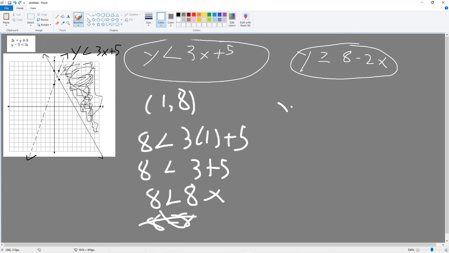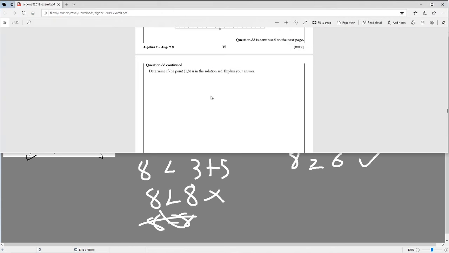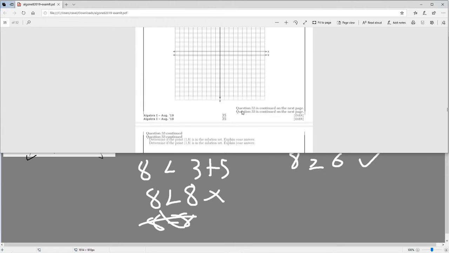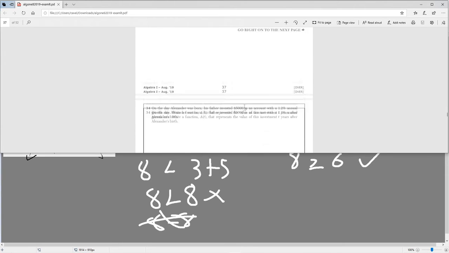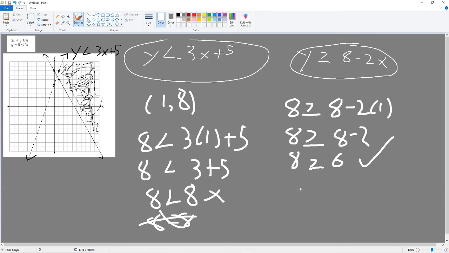Let's try for the other one. Y is greater than or equal to 8 minus 2x. So we have 8 greater than or equal to 8 minus 2 times 1. 8 is greater than or equal to 8 minus 2. 8 is greater than or equal to 6. This is good, but remember, this is a system of inequalities, right? So I gotta satisfy both of them. Yep, that's it. Okay, so that's for that.